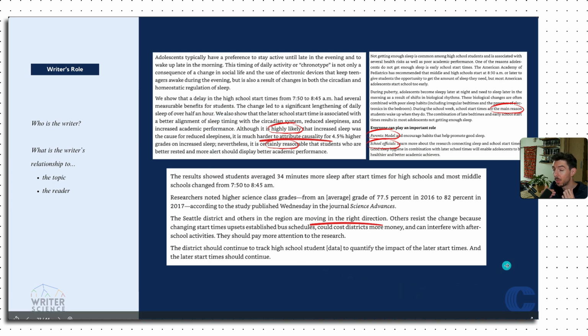So that's the writer's relationship to the topic, and we see the writer's relationship to the audience. We can usually see that with what are called modal verbs. So could, would, should, seems likely that, seems probable that, possibly, certainly. Those words, which are called hedges and boosters, they can give us strong clues about the writer's relationship to the topic and to the audience.